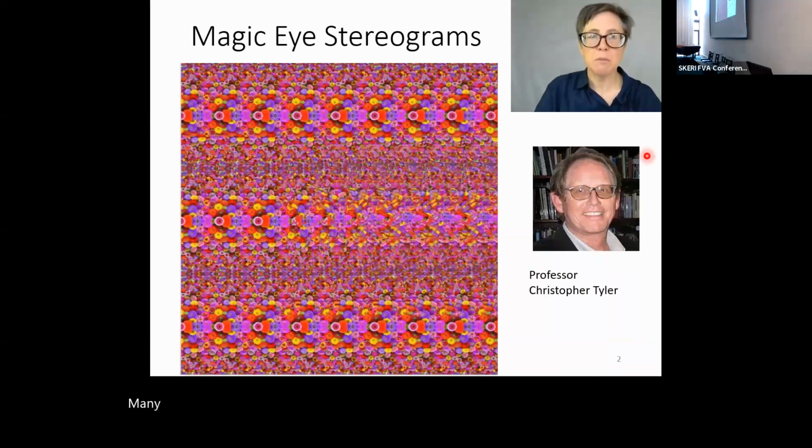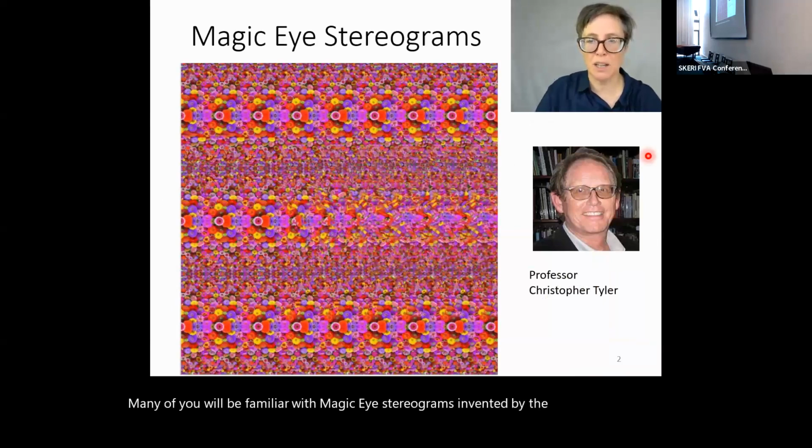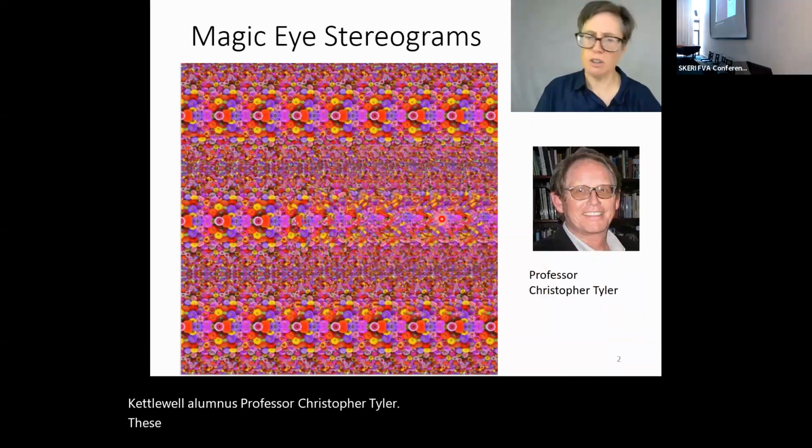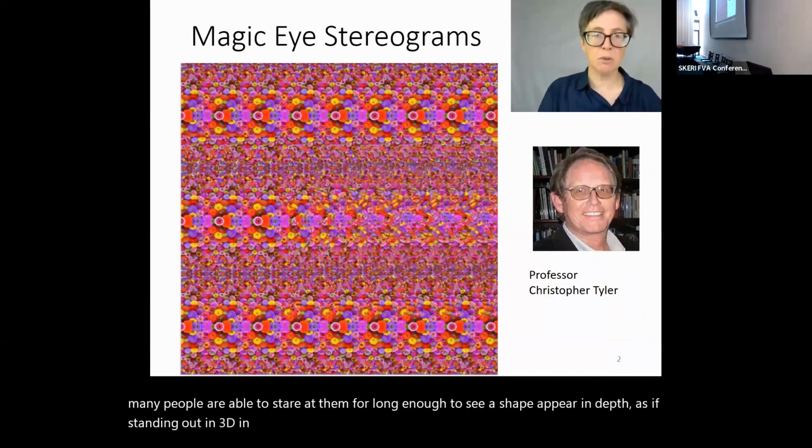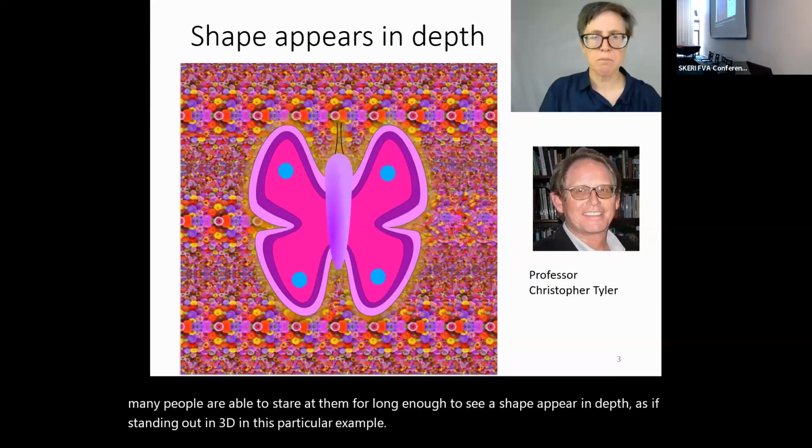Many of you will be familiar with magic eye stereograms, invented by distinguished Smith-Kettlewell alumnus Professor Christopher Tyler. These are images that look at first sight like a kind of strange abstract wallpaper pattern, but many people are able, if they stare at them for long enough, to see a shape appear in depth as if standing out in 3D. In this particular example, it's a butterfly.